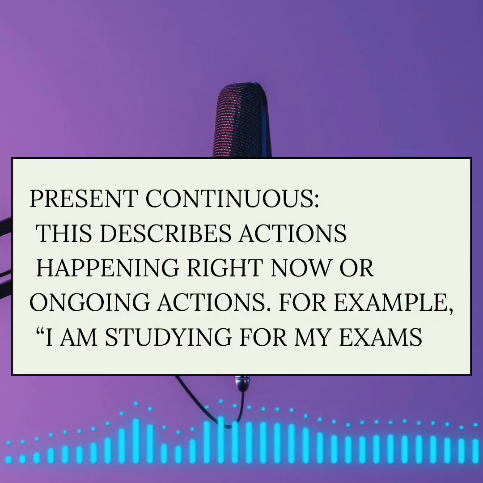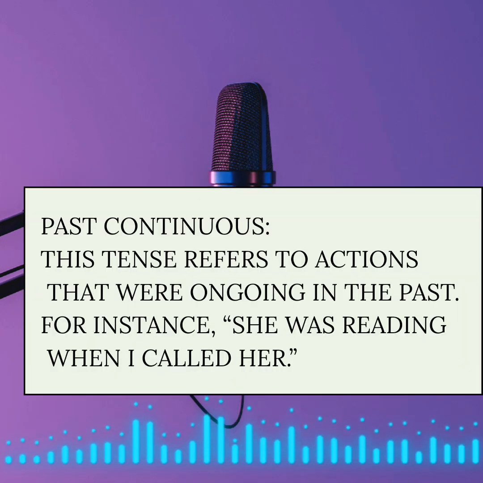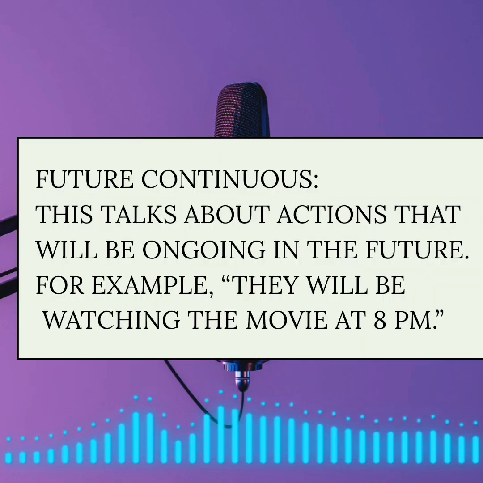Next, we have the continuous tenses. Present continuous: this describes actions happening right now or ongoing actions. For example, I am studying for my exams. Past continuous: this tense refers to actions that were ongoing in the past. For instance, she was reading when I called her. Future continuous: this talks about actions that will be ongoing in the future. For example, they will be watching the movie at 8 p.m.